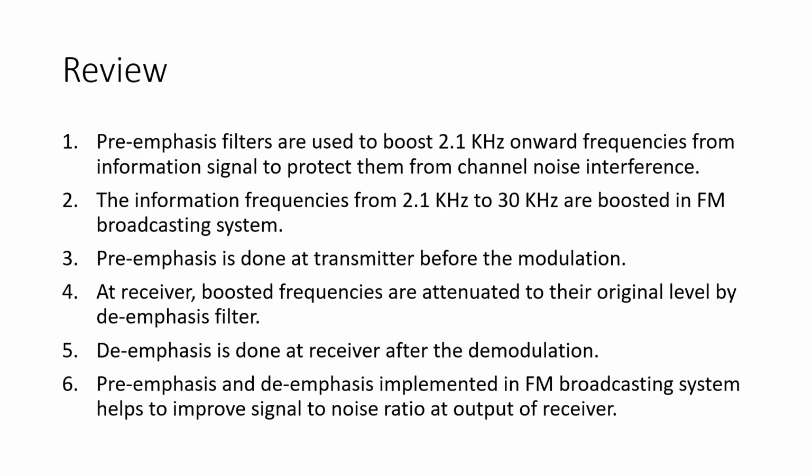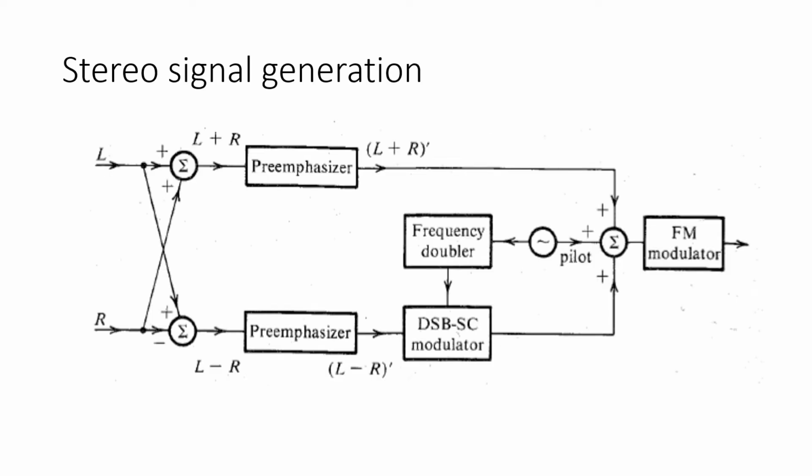Today's topic: generation of stereo signal. Stereo signal in FM broadcasting system is generated by combining information signals captured by left channel of microphone and right channel of microphone. In diagram, we can see the left channel microphone as L and right channel microphone as R. The frequency range of captured signal is from 0 to 15 kHz by both the microphones.